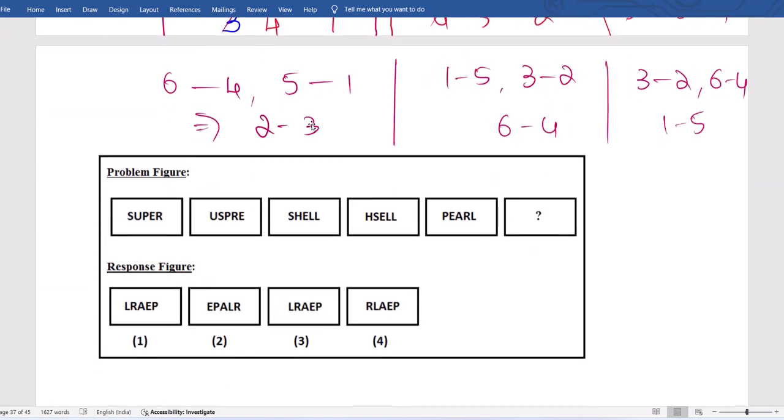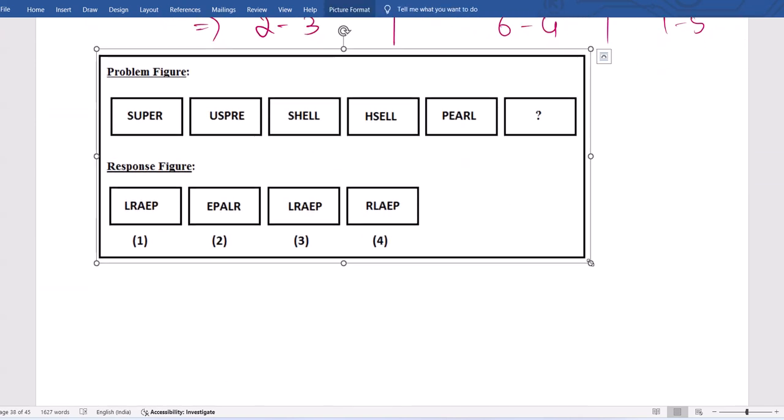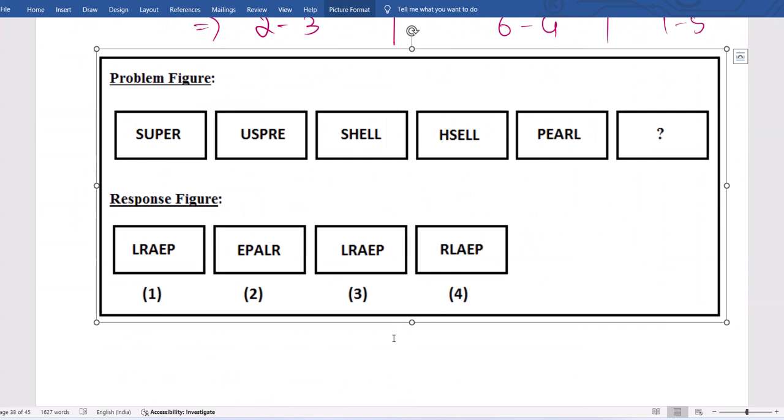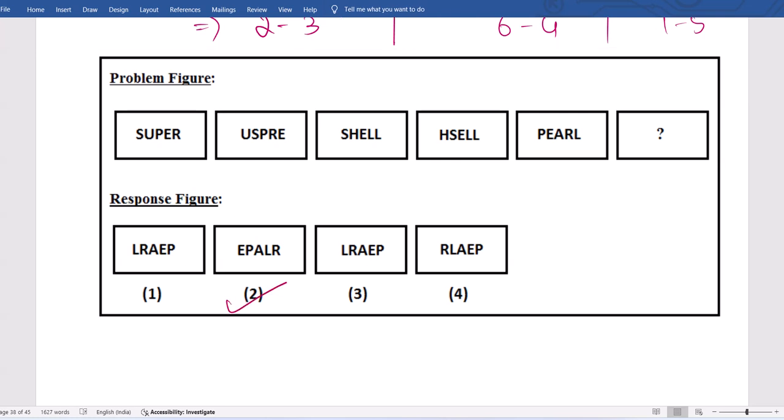Cubes and dice, done. Now, what about this question? You understand and let me know what's the answer. Logic. Yeah, what is the option? 1, 2, 3, 4. Second one. Okay, EP. Fine. So, what is the logic here?